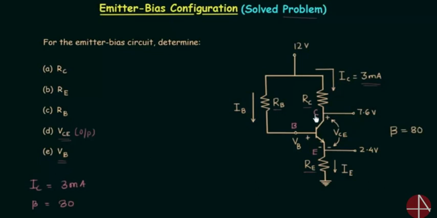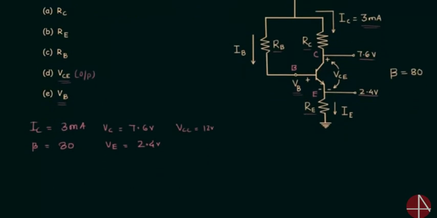Potential at the collector terminal is equal to 7.6 volts. So VC is equal to 7.6 volts, and potential at the emitter terminal is equal to 2.4 volts. So VE is equal to 2.4 volts. Potential at the base terminal is not given, and we have to calculate the potential at the base terminal. VCC, the biasing potential, is equal to 12 volts, and I will start the solution with part E.